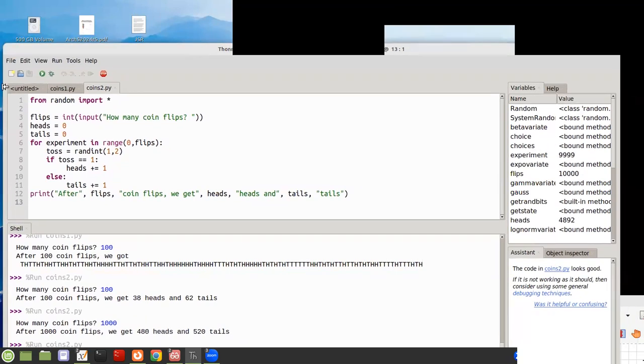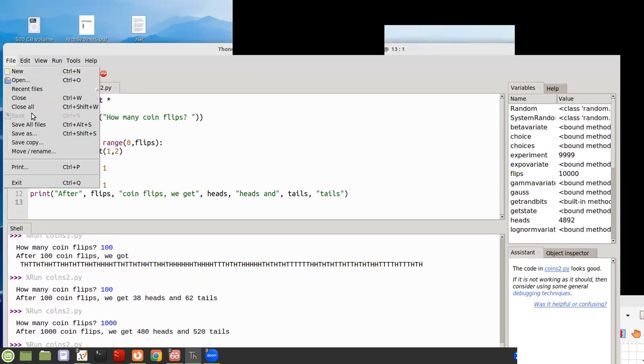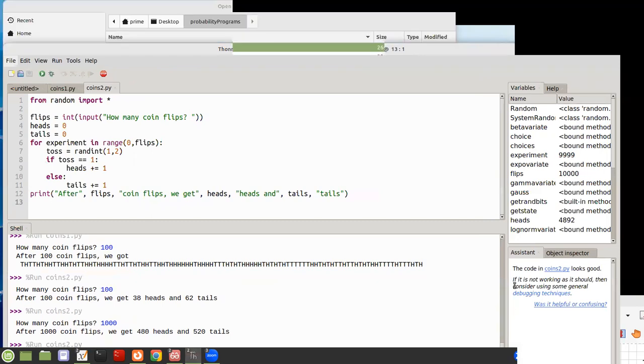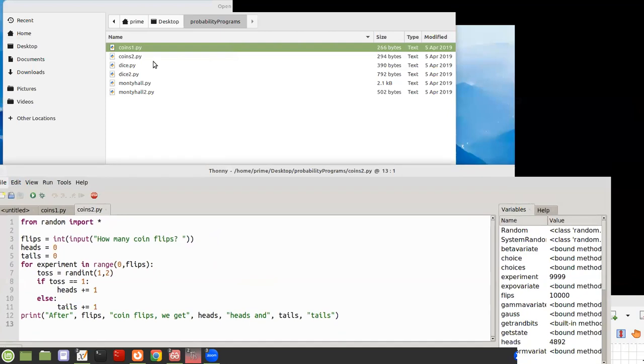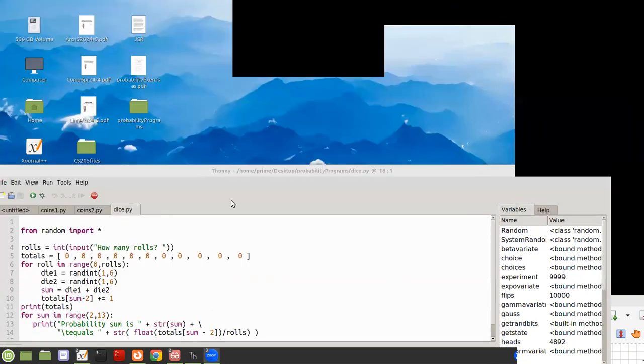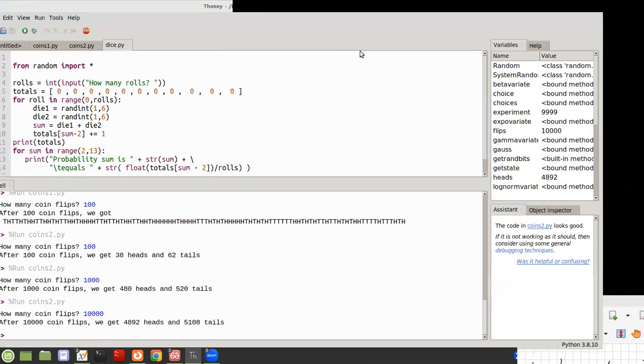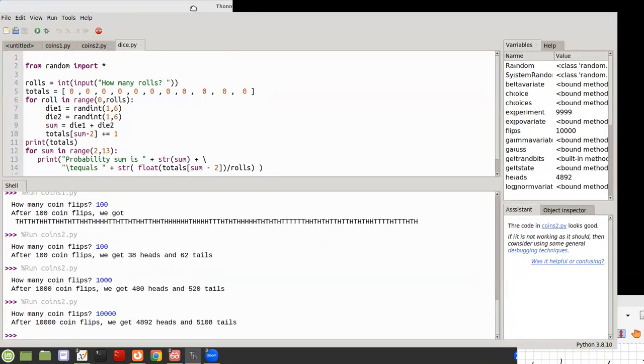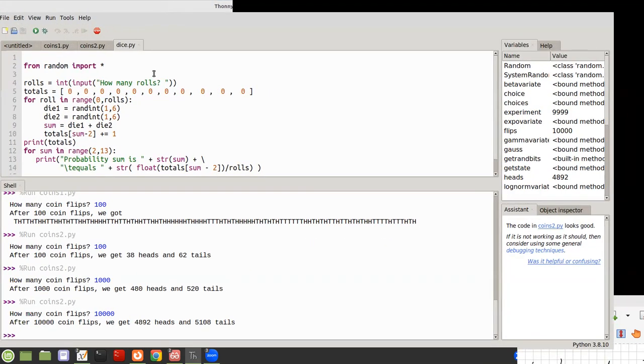Then let's look at the other probability programs. Oh, we have dice. You roll a dice a certain number of times, and what we're doing is the probability of the sum. It is the one we just did, the probability of a sum, but it's dealing with a 6-sided dice.